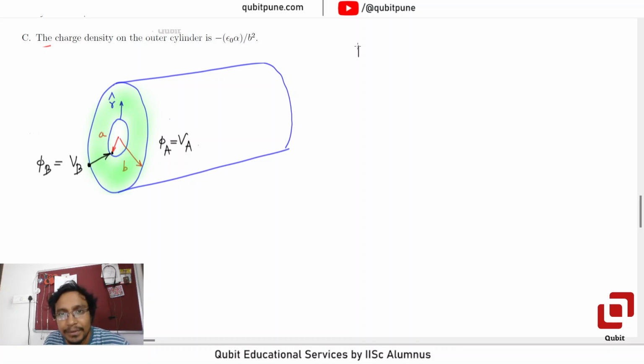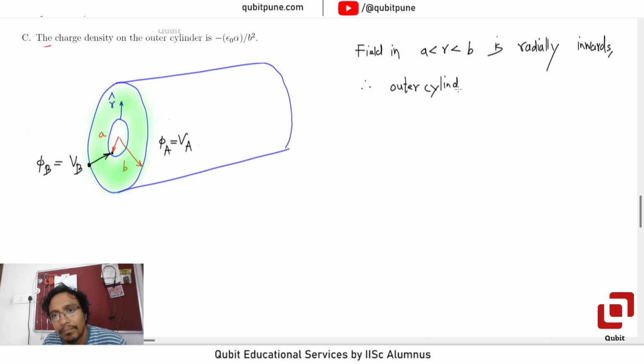Okay. Field in this is radially inwards. Therefore, outer cylinder must be positively charged. Okay, is that a safe statement to make, or can it have alternatives? Please tell me. What do you think?